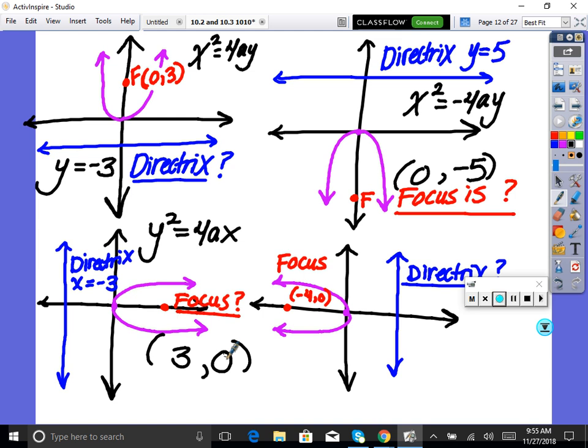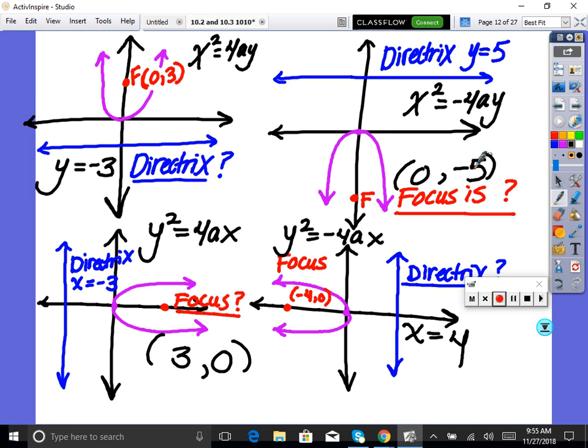And then same thing here. My equation for my directrix would be what? X equals positive 4. If it was negative 4, this is going to be x equals positive 4. And my equation here would have been y squared equals negative 4ax because it's opening in the negative direction. Okay, now write this one down.